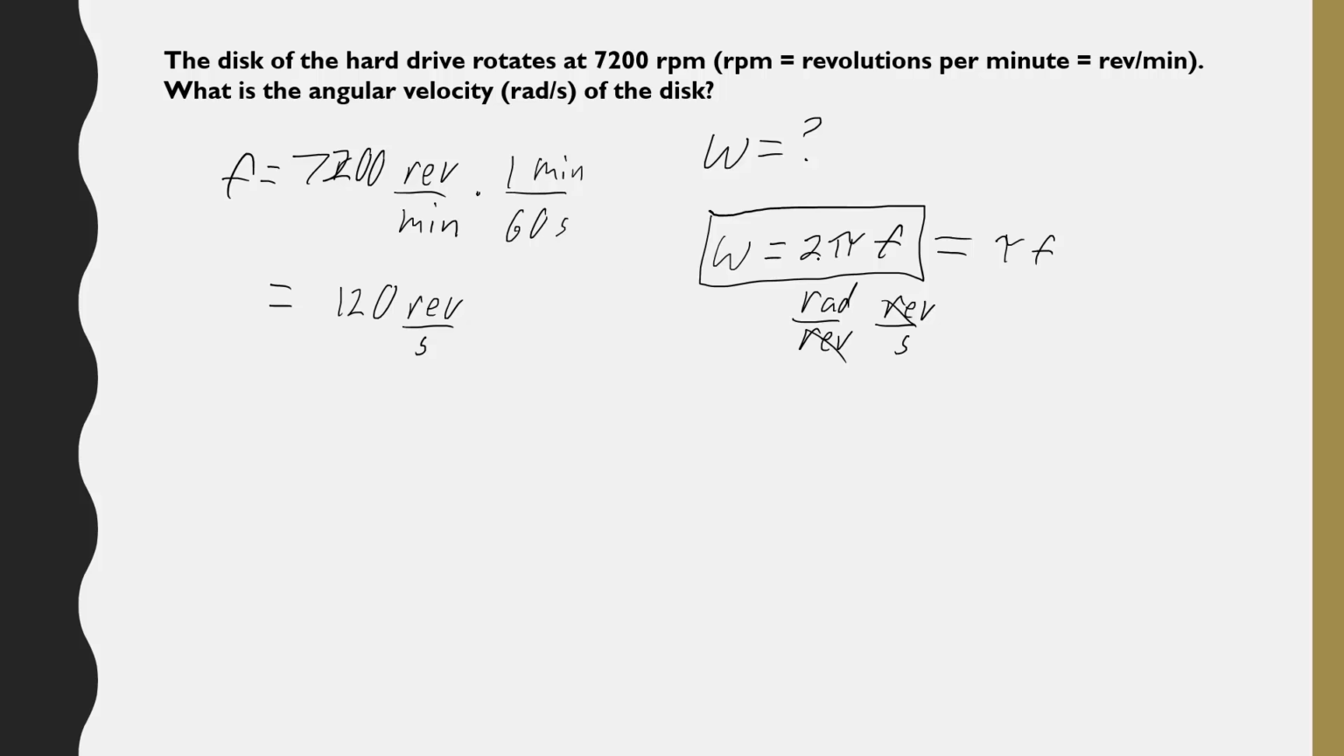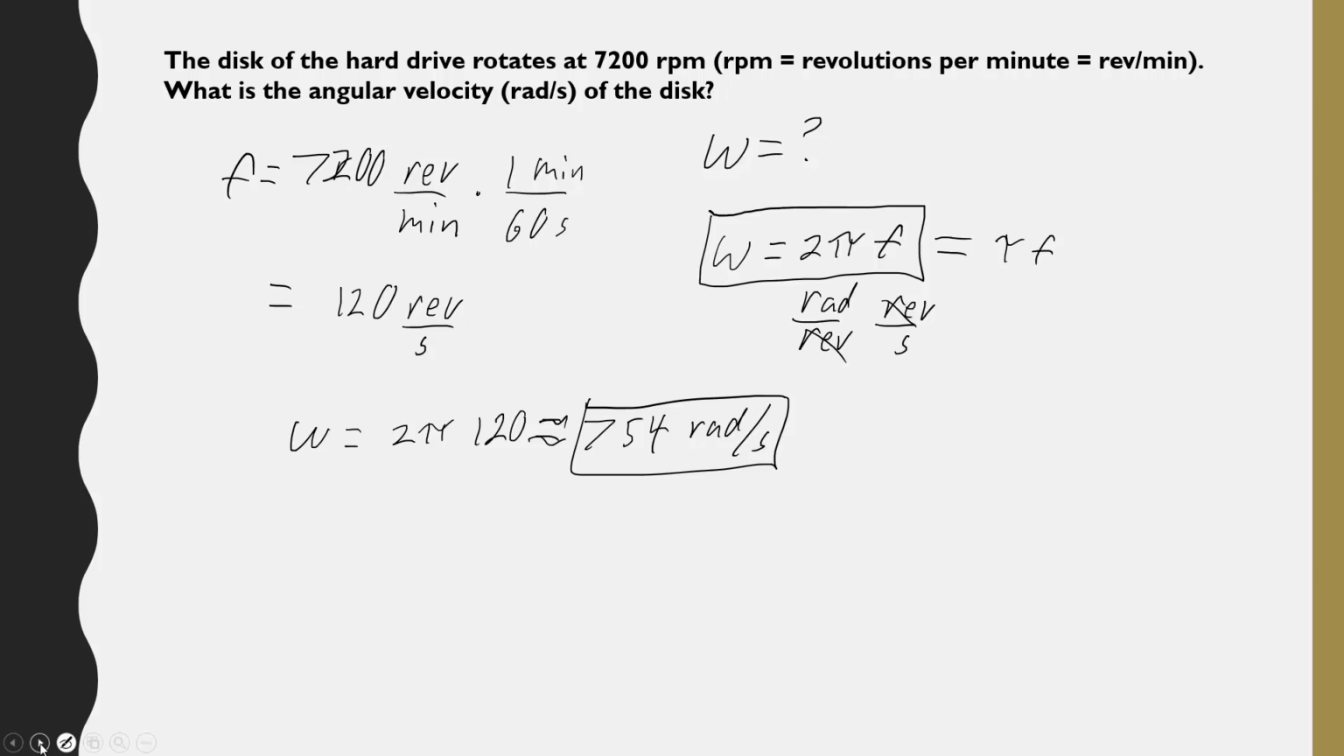Anyway, we want to get to omega here, so all we have to do is take 2 pi times our frequency of 120, which works out to be approximately 754 radians per second. Okay, so you need to be able to convert between these different quantities.